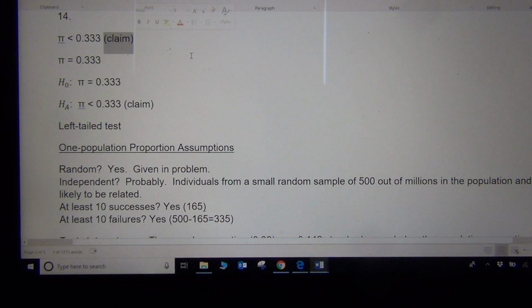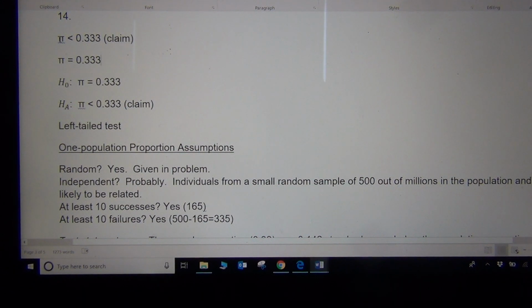Now, we need to know the opposing view. So what's the opposing view? Well, it didn't say that it's greater than 33%. It said that it's exactly 33.3%. So the opposing view in this problem was not actually greater than or equal to. It was actually just equal to. And that's very common, especially in this kind of stuff.